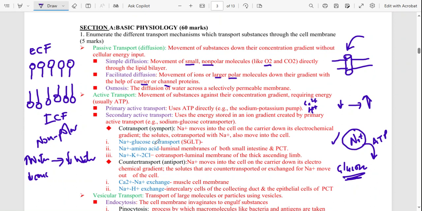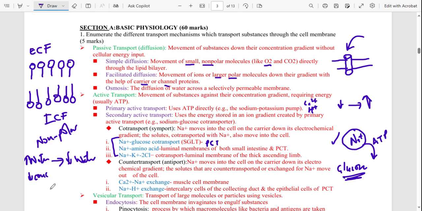Examples that we can give is the sodium glucose co-transporter. This is in the proximal convoluted tubules of the kidney. You have got the sodium amino acid transporter also in the proximal convoluted tubule and also the small intestines. There's a sodium potassium 2 chloride co-transporter, and this happens in the ascending limb of the loop of Henle. Now, these three are going to be transported in the same direction where sodium is going. That's where glucose, the amino acid, the potassium, and the 2 chloride ions will also be going. So we call that a co-transport, also known as a symport.